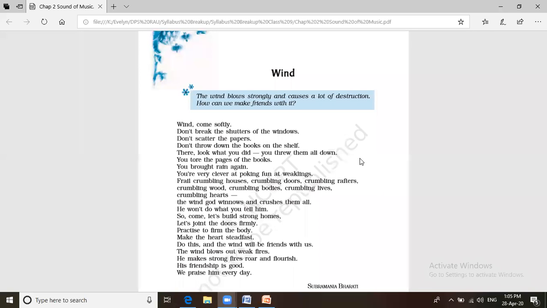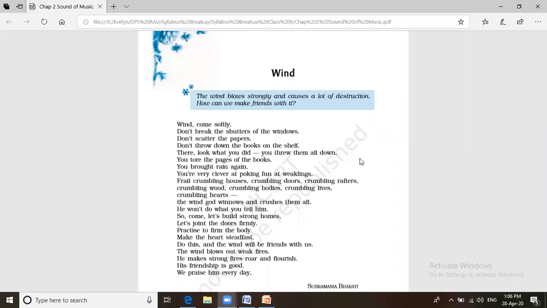Okay, ma'am. Wind, come softly. Don't break the shutters of the windows. Don't scatter the papers. Don't throw down the books on the shelf. So the poet is talking to the wind. He asks the wind to come soft. Who is the poet, my dear?